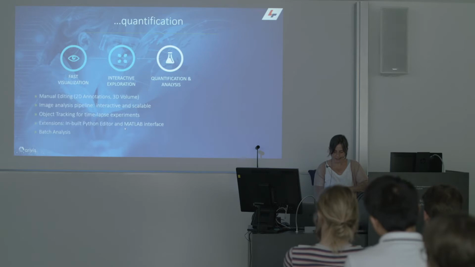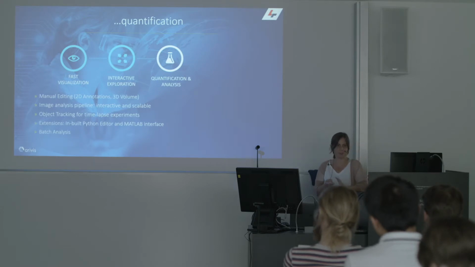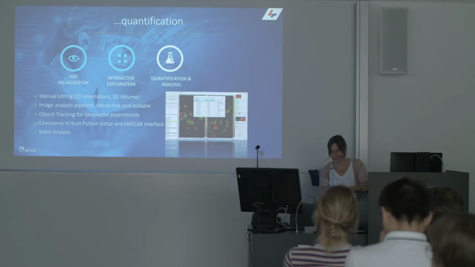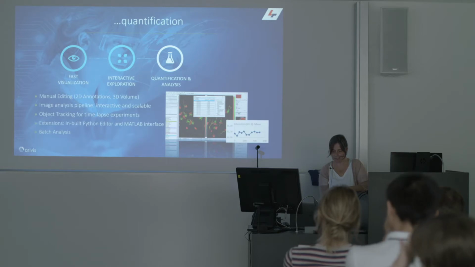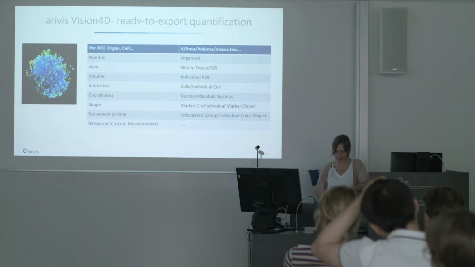So one last thing, if you look into the workflow, is the quantification. Usually as image analysts, you would always distinguish between manual editing, so creating your manual regions of interest, or even segmenting structures manually, or automated image analysis. And we have tools for this. We call this the ARIVIS pipeline, which allows you to make a scalable image analysis quantification.